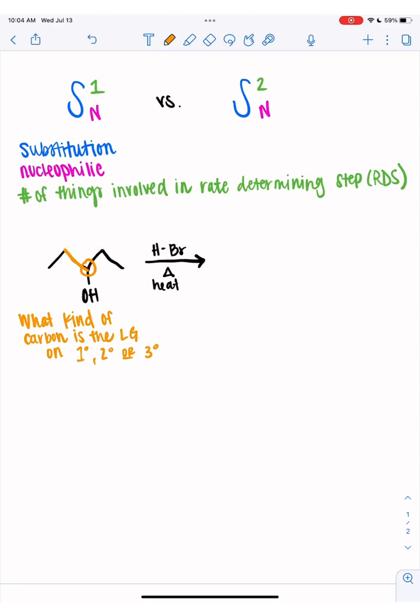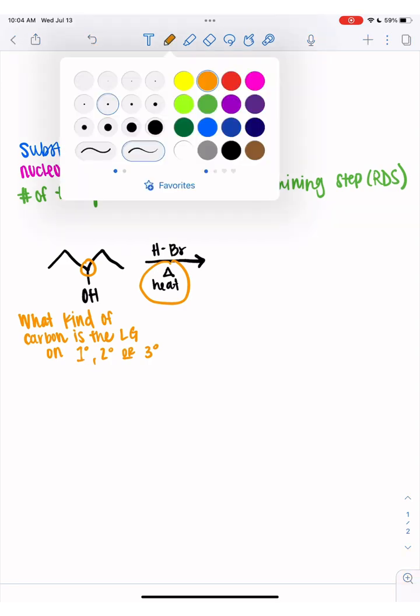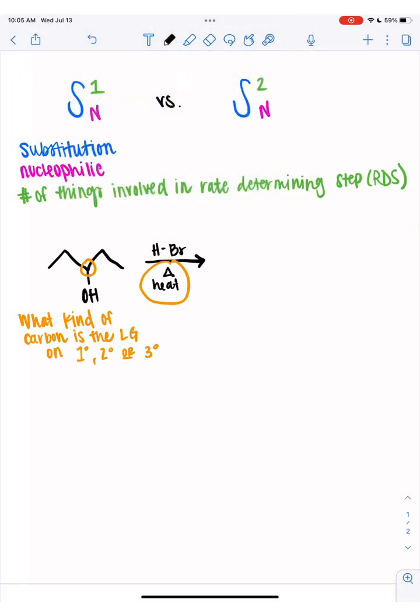So because we have a secondary carbon that the leaving group's on, it gets a little tricky because we need to pay attention to another thing. We have to pay attention to what kind of solution the mechanism's happening in. Right now I have it in heat, but I'm actually going to put it in CH3OH.